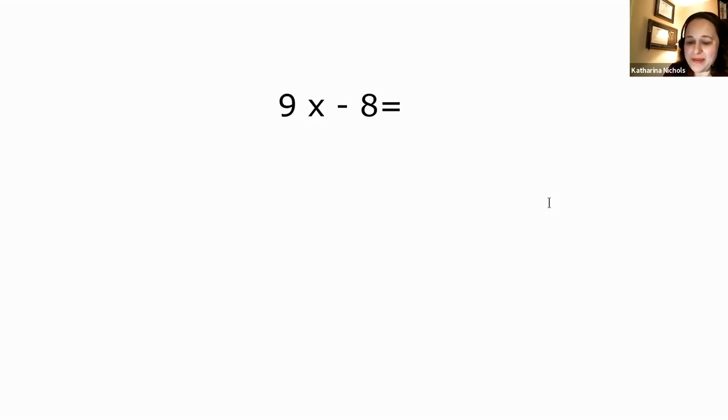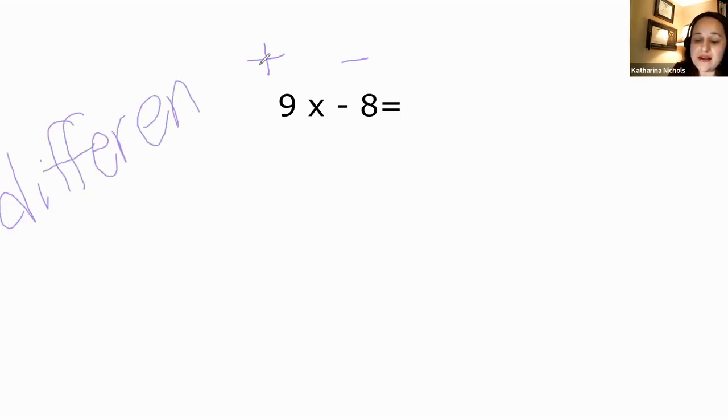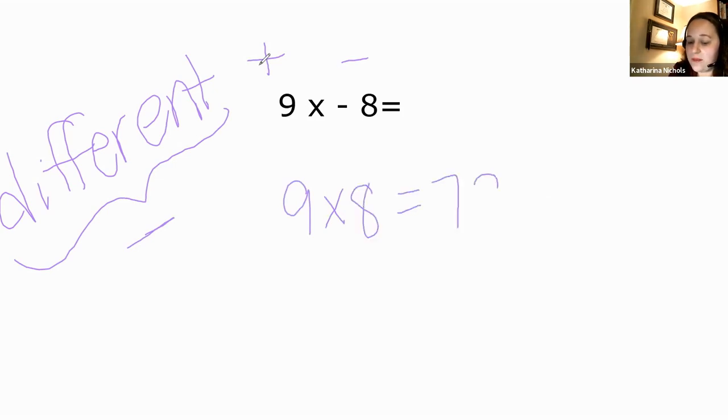Let's look at some examples. If I'm multiplying 9 times negative 8, notice that the 9 is a positive number and negative 8 is negative. So those signs are different. And what that tells us is that our product will be negative. So what I think is 9 times 8, which I know is 72. But I know my product will be negative, so my product is negative 72.